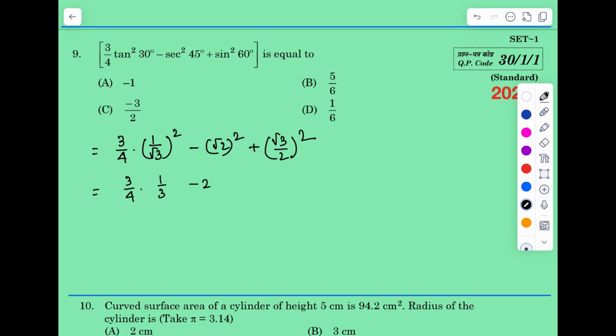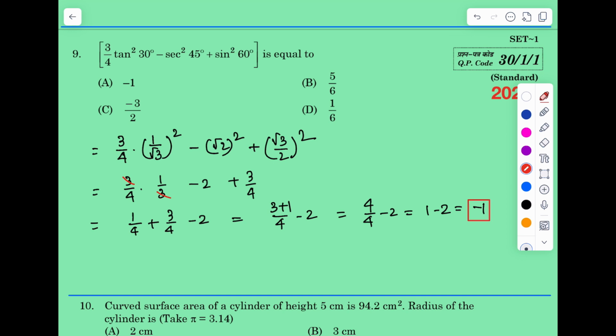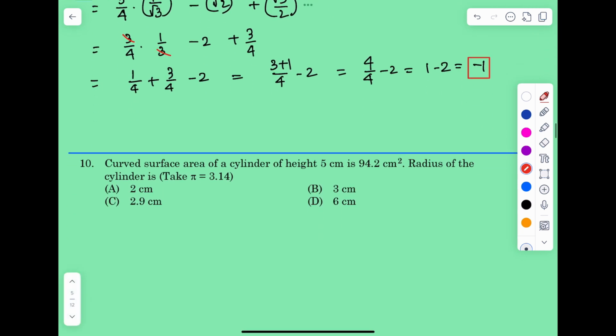Next, this is equal to 3 by 4 into 1 by 3 minus 2 plus 3 by 4 into 3 by 4, where the 3s cancel out. We can rewrite this as 1 by 4 plus 3 by 4 minus 2, which is 3 plus 1 by 4 minus 2, that is 4 by 4, which is 1 minus 2, which is equal to minus 1. The answer will be minus 1.